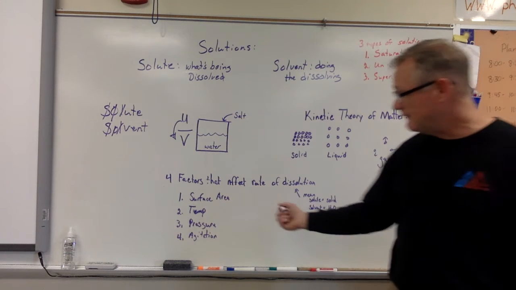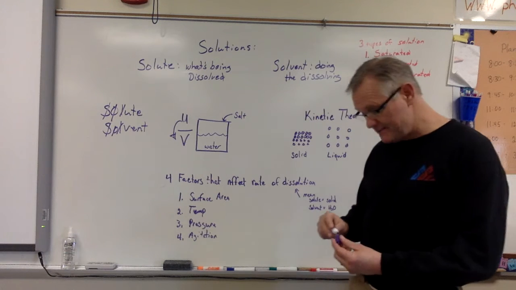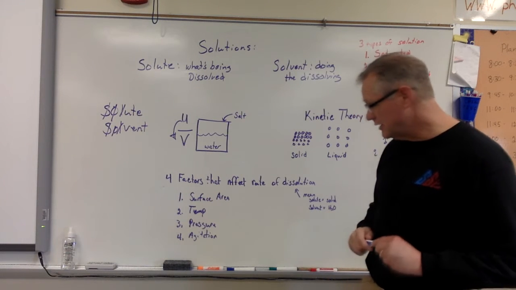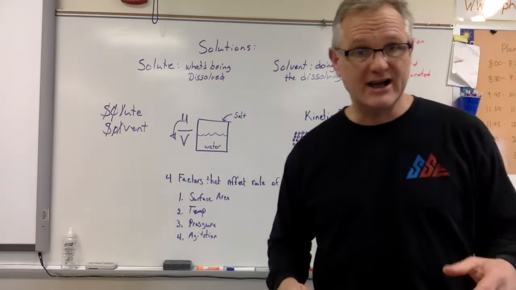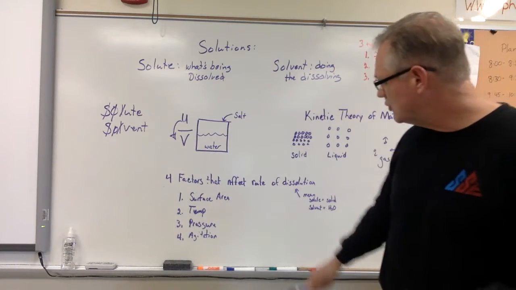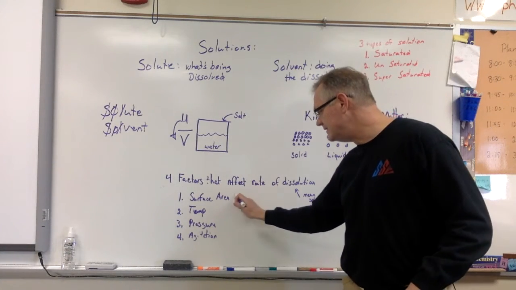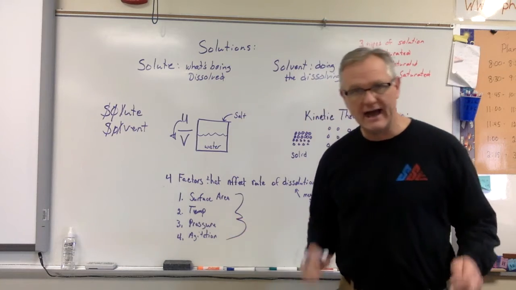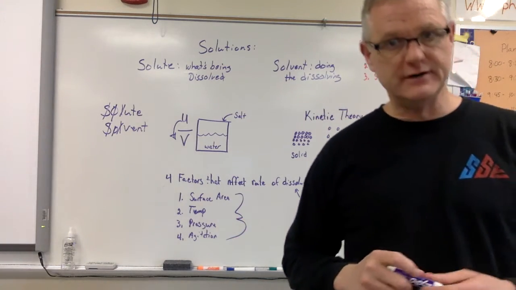All right, so we have 4 factors. We have surface area, temperature, pressure, and agitation. Agitation just means you're stirring. So we need to look at these and say, okay, why does each one of those affect it?